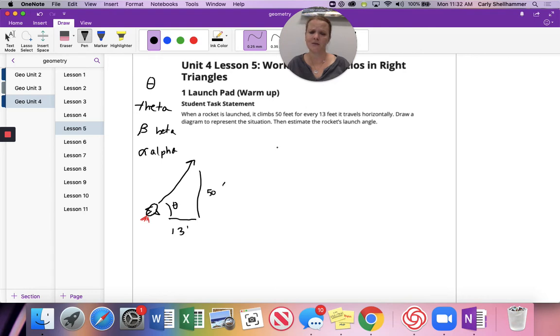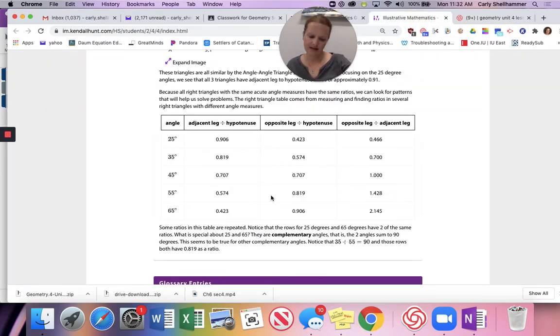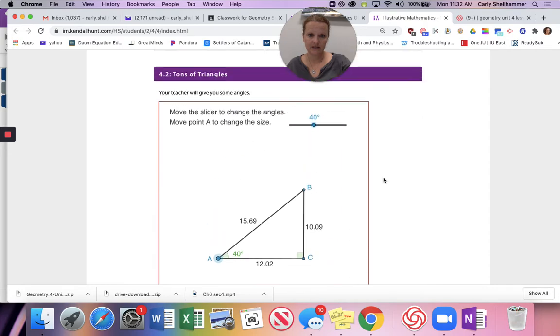So I'm going to do the opposite side over the adjacent side. Handy dandy calculator. And that equals 3.846. Then, hold on a second. Let me see if I still have that handy. I did opposite and adjacent, 3.846. Looking for the right table. Oh, that wasn't it.